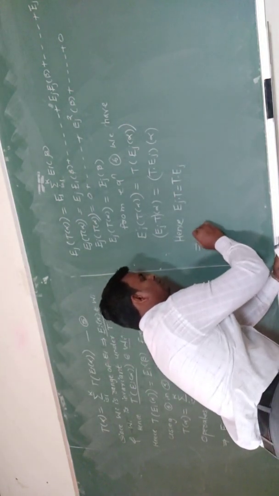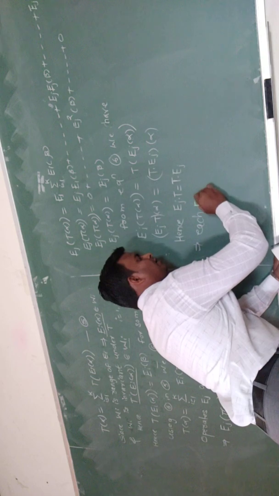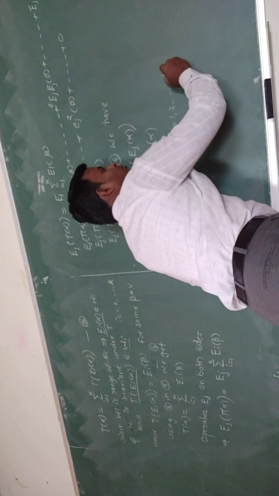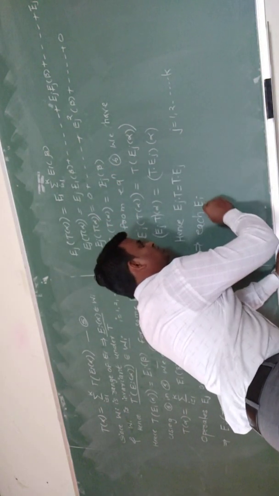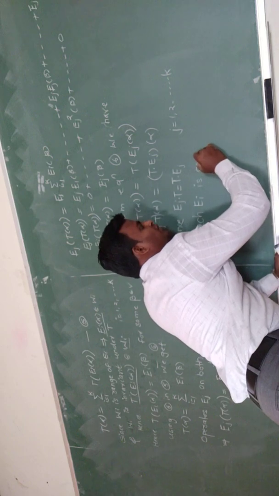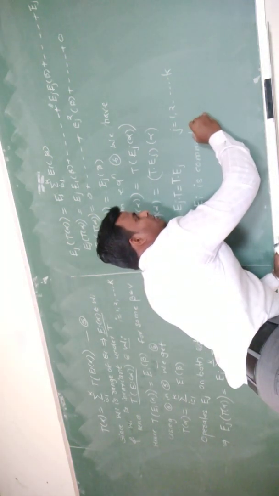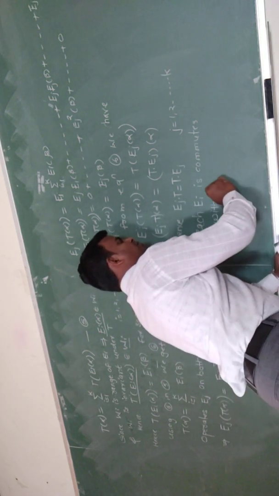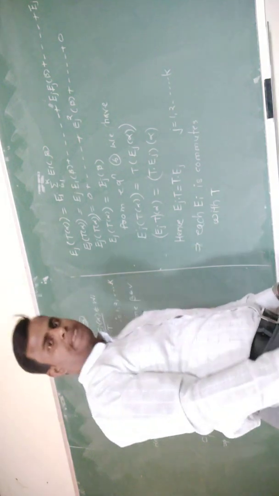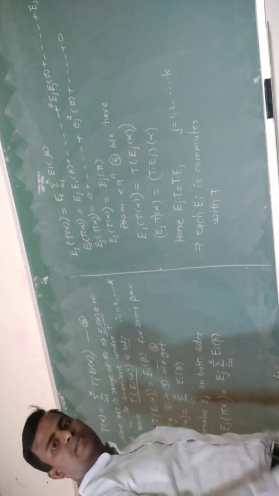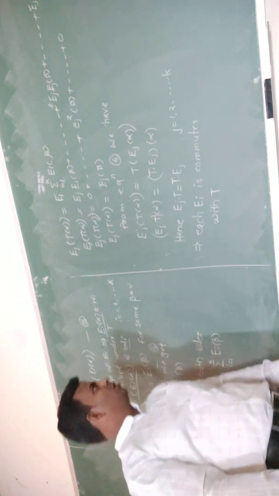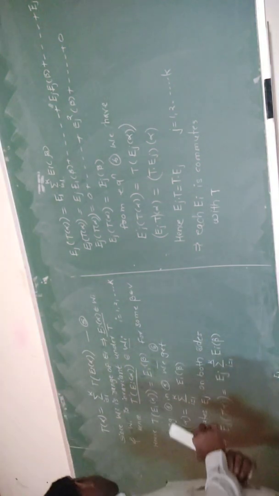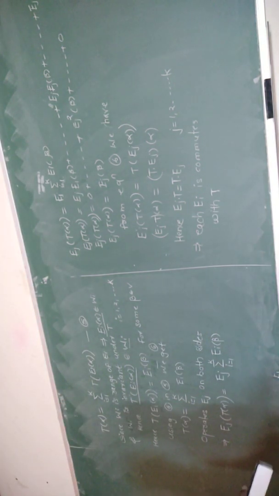Hence it implies each E_j, for j equal to 1 to k, commutes with T. This is the proof of this theorem. Okay, this is the necessary part of this theorem. If anyone has any doubt, please ask me on WhatsApp. Okay, this is the proof of this theorem.